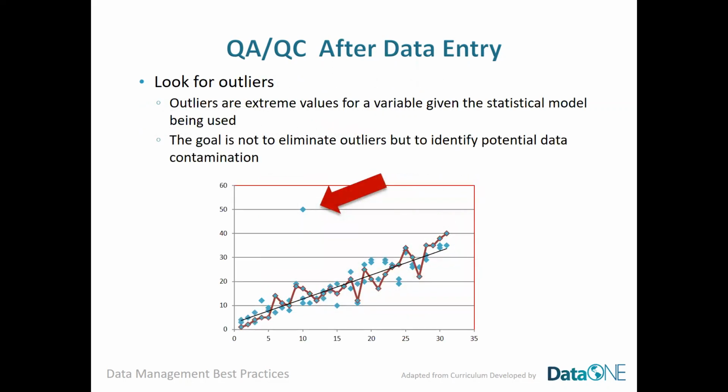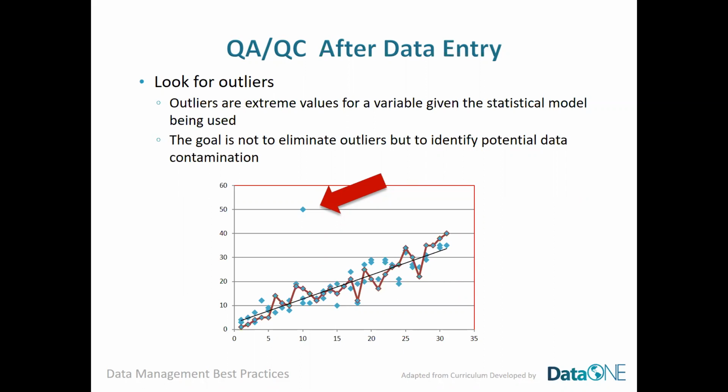Another strategy for quality control after data are entered is to look for outliers. Outliers are extreme values for a variable. Extreme values are those that lie outside of the statistical model being used to describe the data. Keep in mind that the goal is not to eliminate outliers, but to identify potential data contamination.